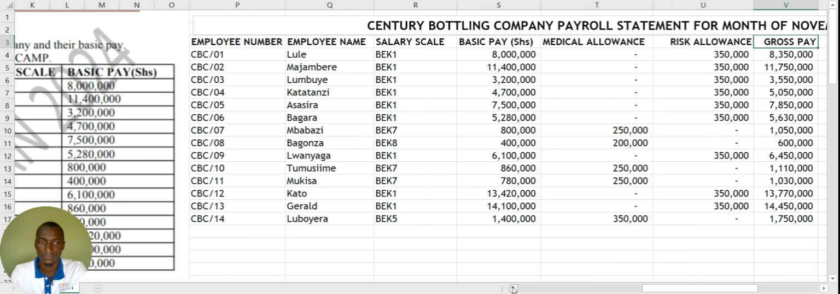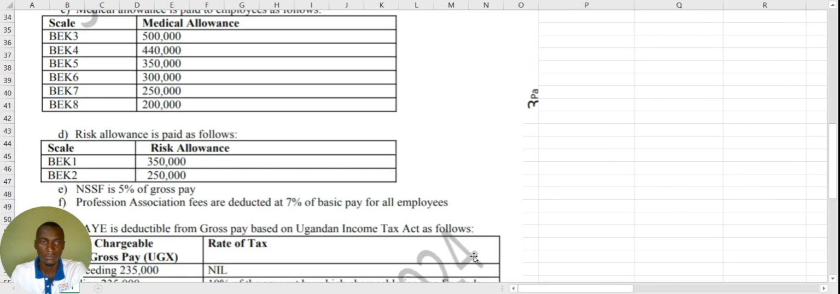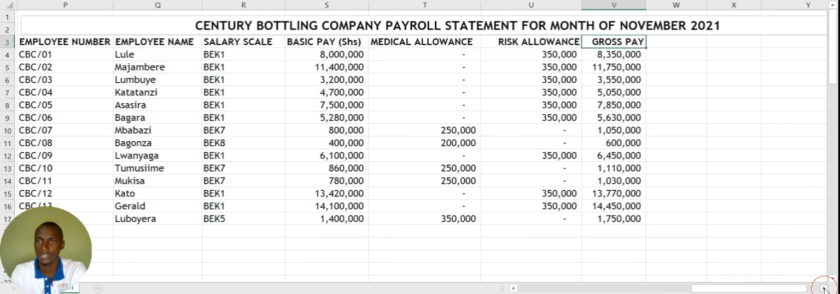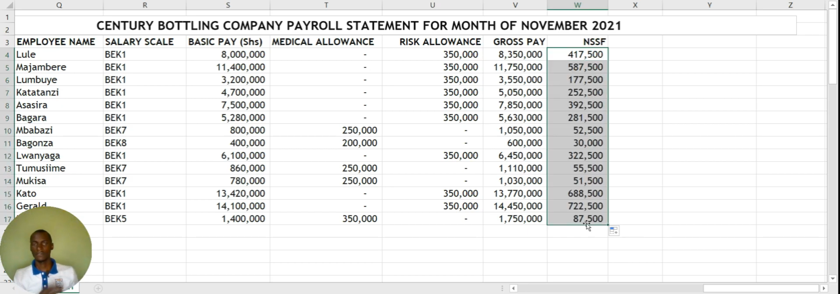Now what next? As per the information given, NSSF is 5% of the gross pay. NSSF, that is National Social Security Fund. This is 5% times the gross pay. That is NSSF. So we have the NSSF for all the different employees, as you can see.